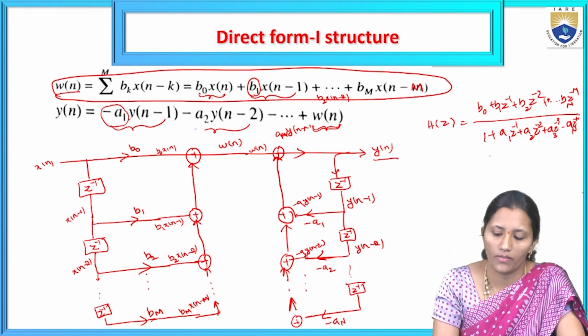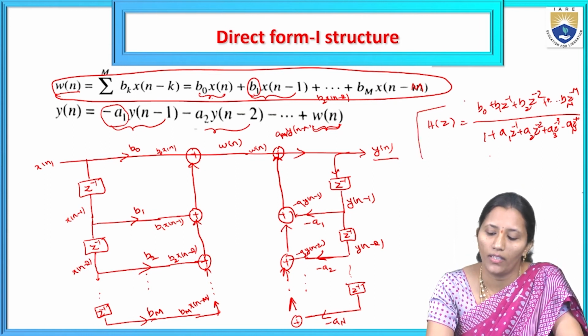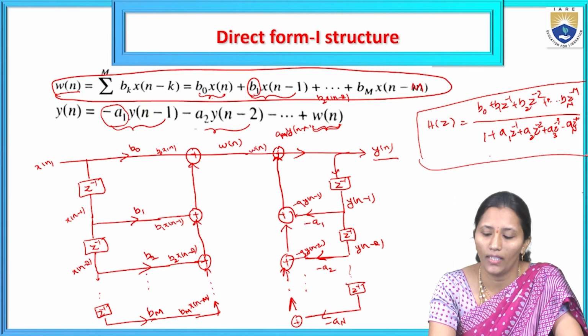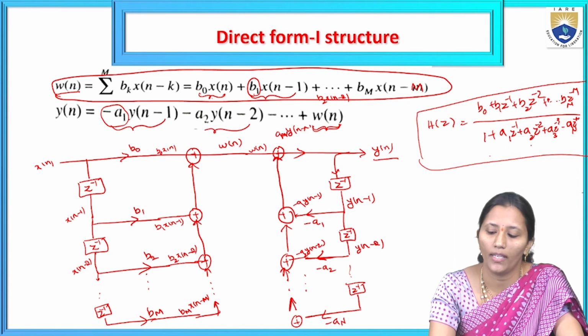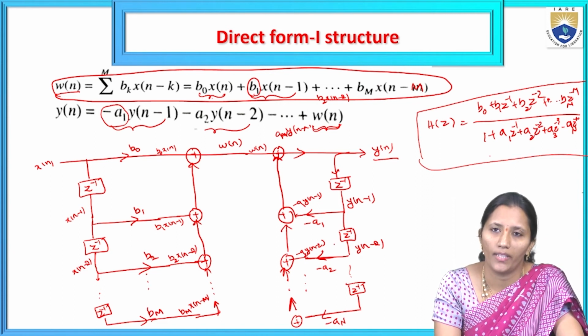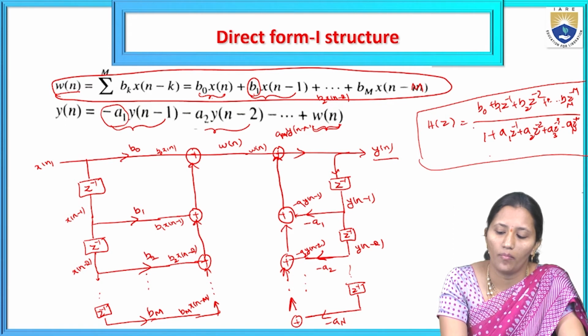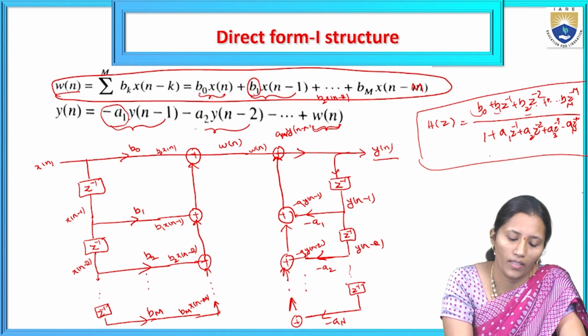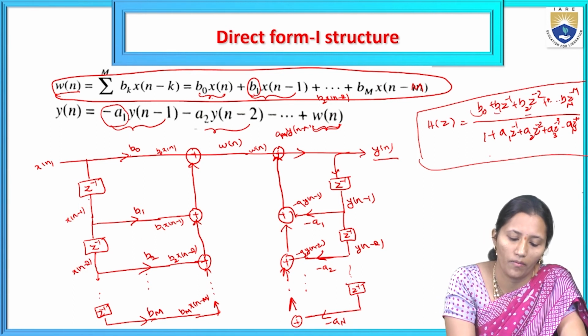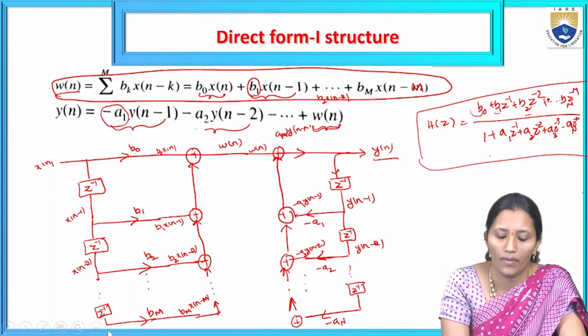If they give the transfer function of the filter, we can directly represent it here. The numerator is the all-zero system, so that will be on the left hand side. The denominator is the all-pole system, that will be on the right hand side. First, b0, b1, b2, bm are the coefficients for x of n, x of n minus 1, x of n minus 2, x of n minus 3. Whatever coefficients we have, we directly take b0, b1, b2, b3 with one delay element each. For an mth order system, we get m delay units and m adders.